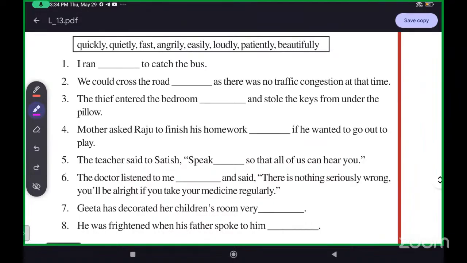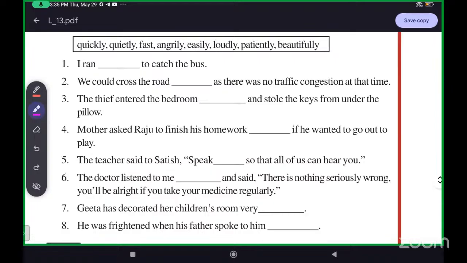Next one. Yeah, I'm done. You're done? Okay. Yes, Edward. I ran dash to catch the bus. Ma'am, fast. Fast. Yes, Megan. We could cross the road dash as there was no traffic congestion at that time. Easily. Easy. Third one. Edward. Ma'am, the thief entered the bedroom quietly and stole the keys from the pillow. Quietly. Yes. Megan, fourth one.